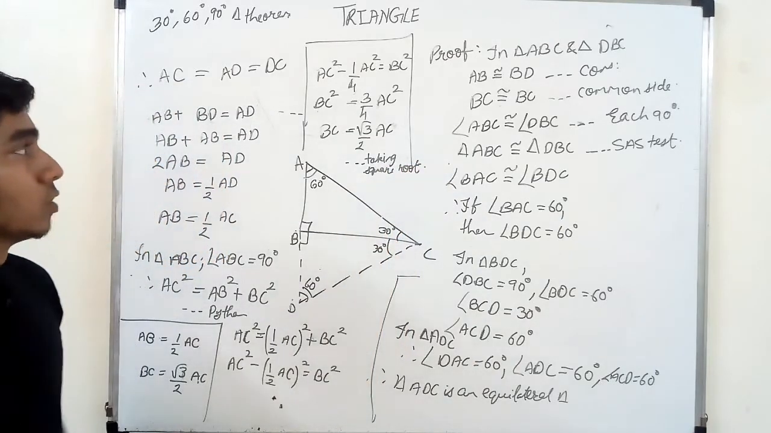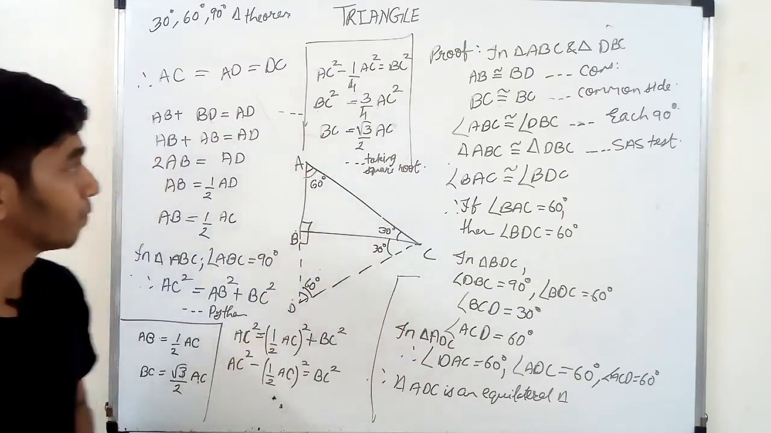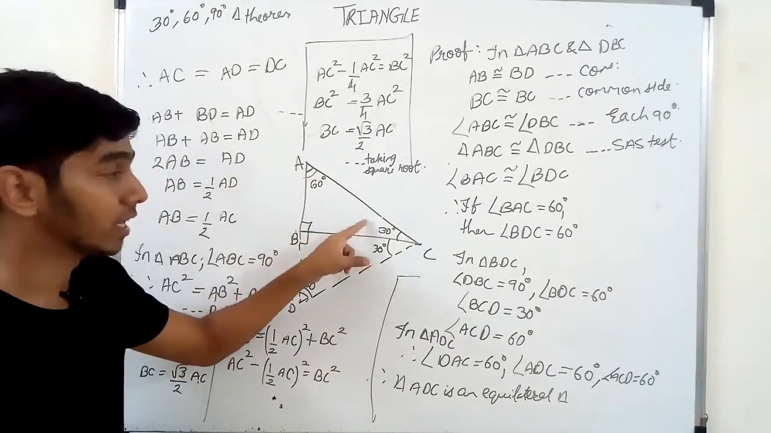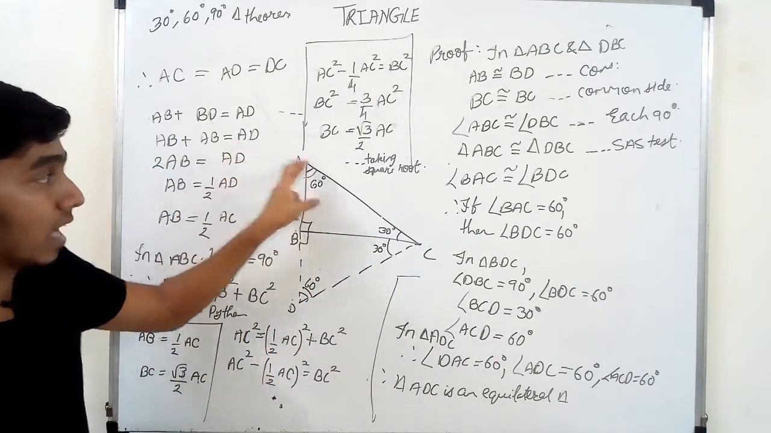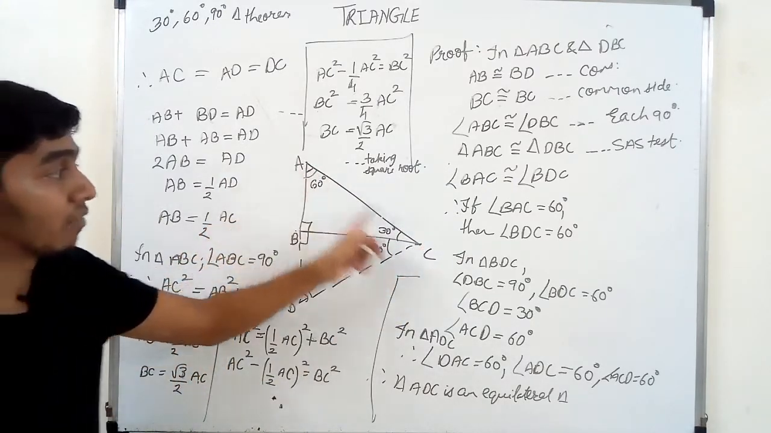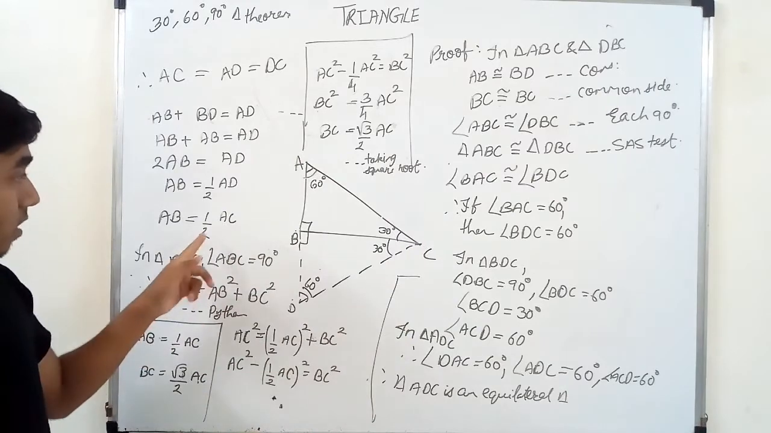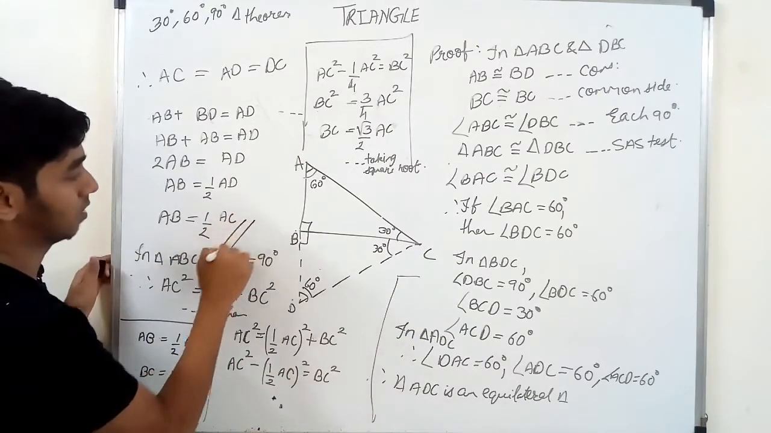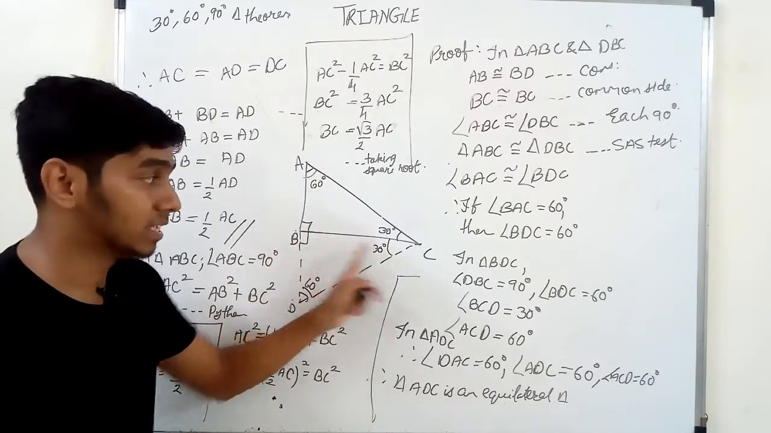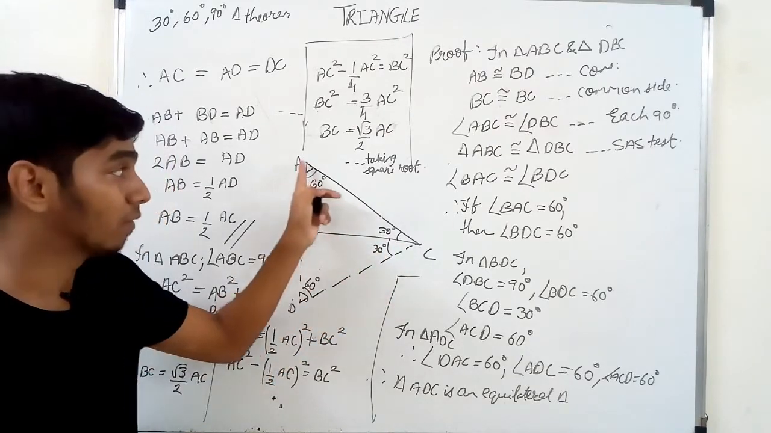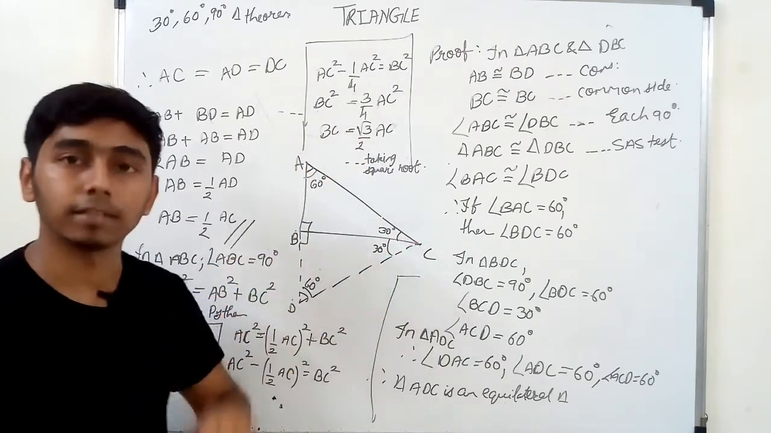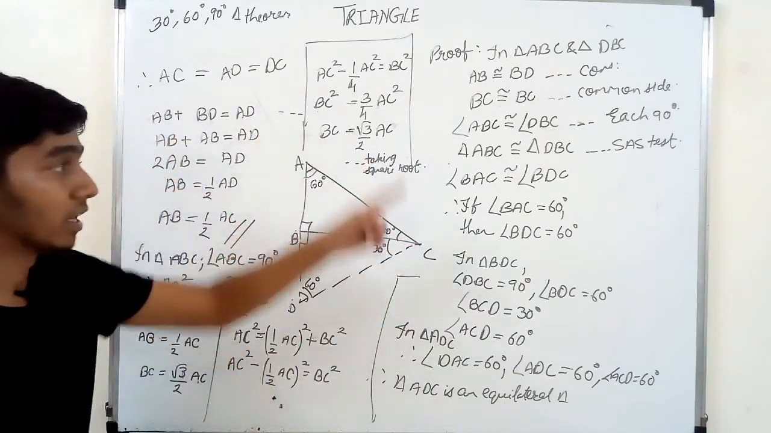Okay, so I hope you have understood this theorem. We proved that the side opposite to 30 degree is half of the hypotenuse. So AB is equal to half of AC, the first one here, and the second one which says side opposite to 60 degree, which is BC, is root 3 by 2 the hypotenuse, so root 3 by 2 of AC. Okay, so I hope you have understood this.